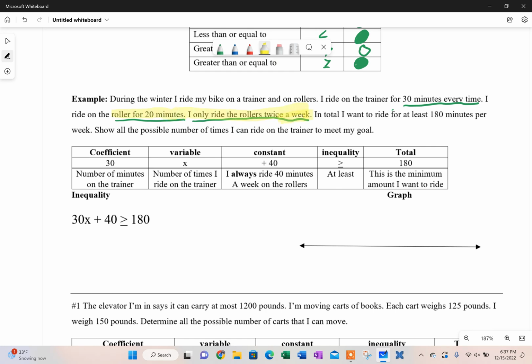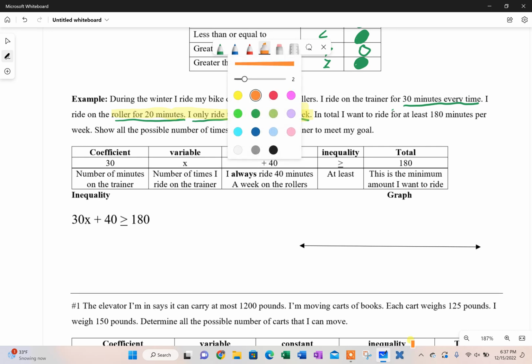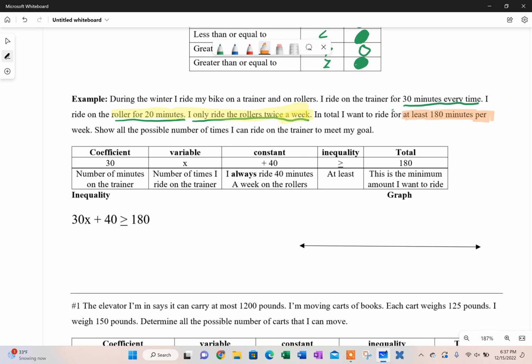In total, I want to ride for at least 180 minutes per week. Show all the possible number of times I can ride on the trainer to meet my goal. So, what I've done here is this. I'm actually going to work backwards. Since I know I need 180 minutes, I'm going to put that as my total. And that says the minimum. This is the minimum amount I want to ride.